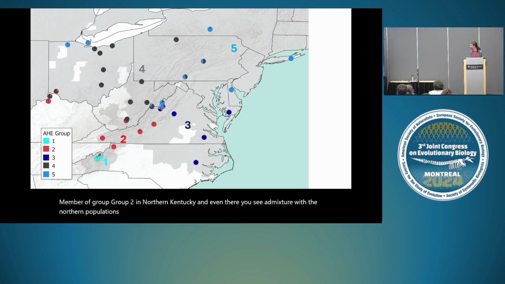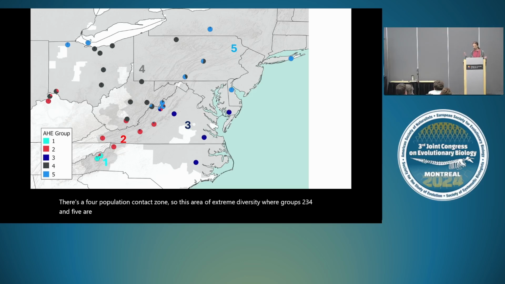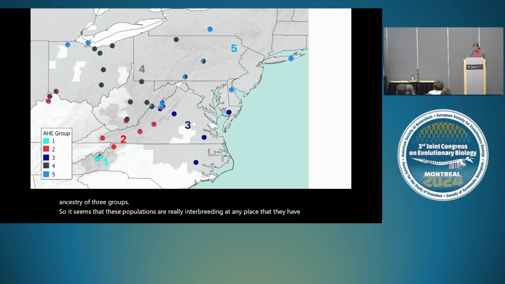And we also see in the central area of the distribution a 4 population contact zone. So this area of extreme diversity where groups 2, 3, 4, and 5 are all in contact exhibiting admixture, and one sample even has the genomic ancestry of 3 groups. So it seems that these populations are really interbreeding at any place that they have the opportunity to do so.